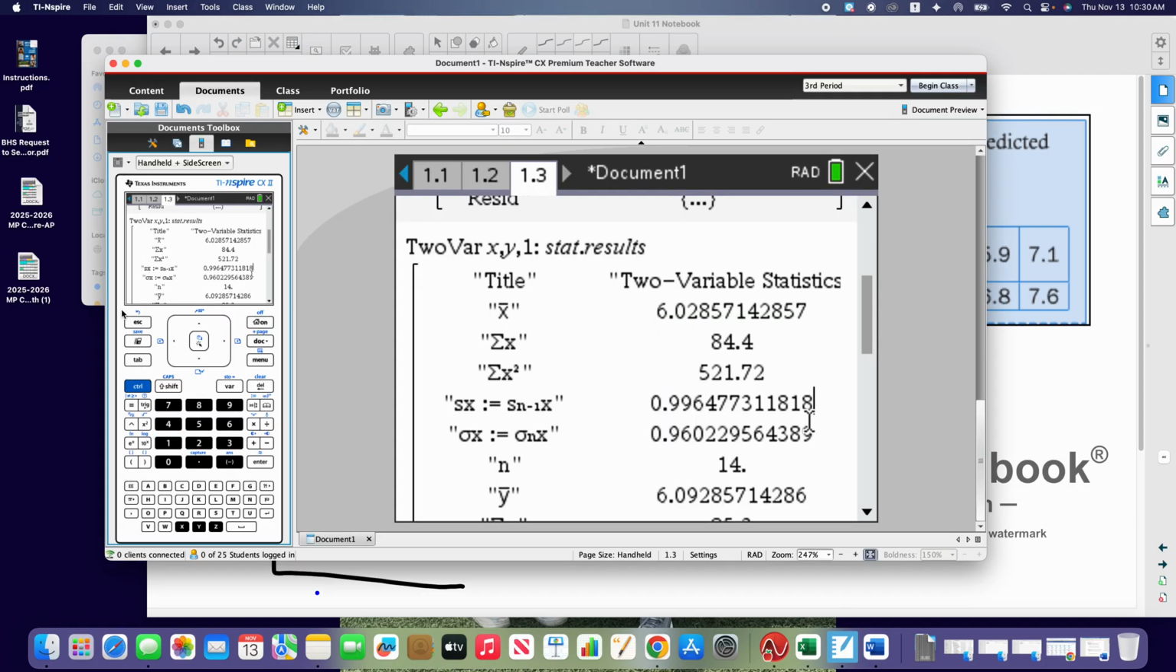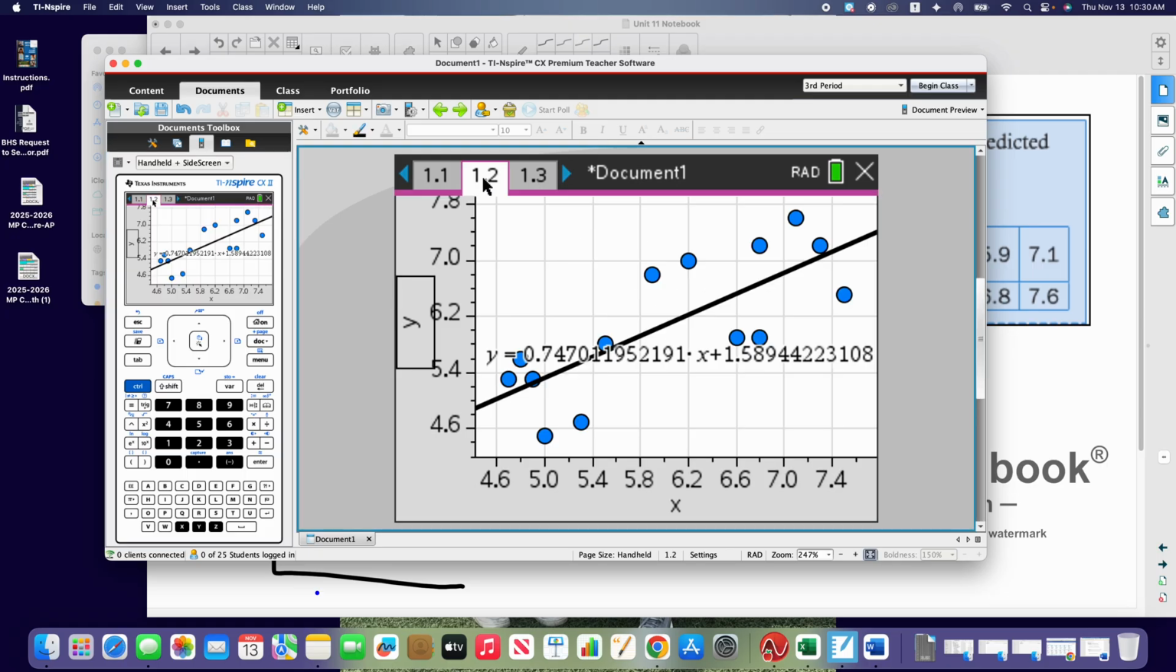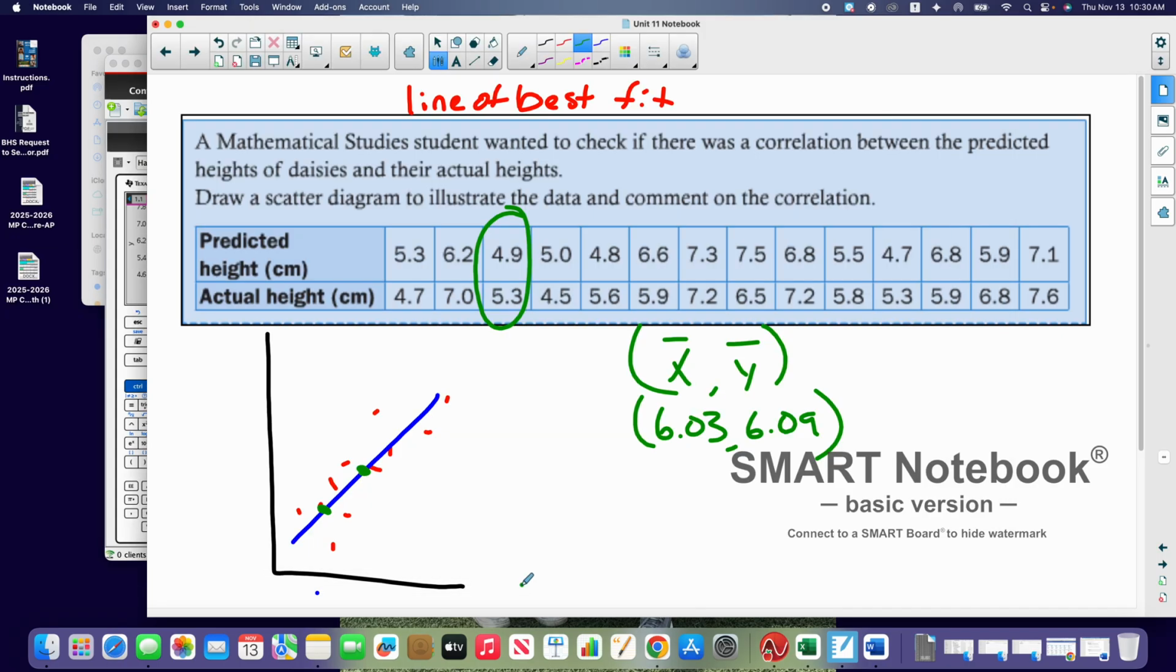Why am I picking that one? Well, in my calculator, if I go look at this, my mean would be 6.03 and 6.09, so there's where my mean is, roughly about right there, okay? The other point that looks like it's on my line is that point right there that's really close. And so that's the third one smaller than 5.0. So I went here and I looked at that one, that one, that one. It's this point that we're looking at, okay? And so I'm going to use that point to help me.